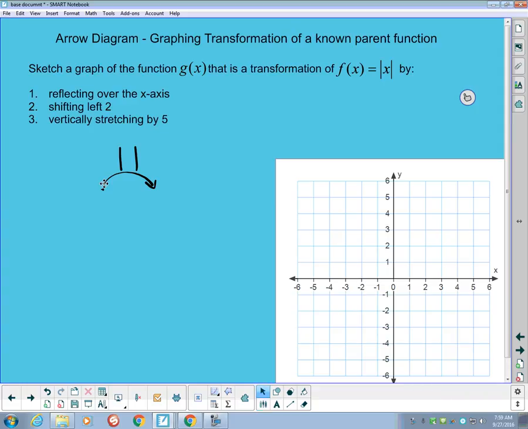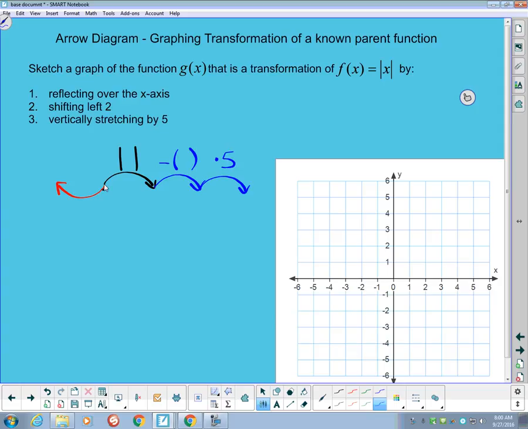We look at our transformations. Reflecting over the x-axis creates a vertical change. Vertical is output, so that creates an arrow on the output side, and reflection is a sign change. So that's what that arrow looks like. Our next one says shift left 2. Left is a horizontal motion, so that attaches an arrow on the input side of the parent function. And then finally we have a vertical stretch by 5, which is vertical, so it's the output. So that's an arrow on this side, and that's multiplication by 5.